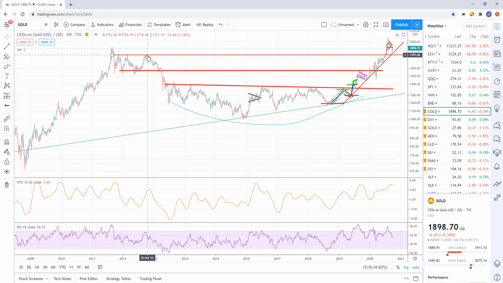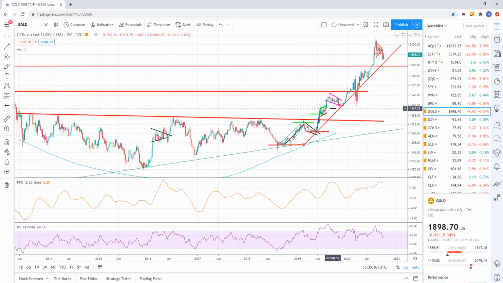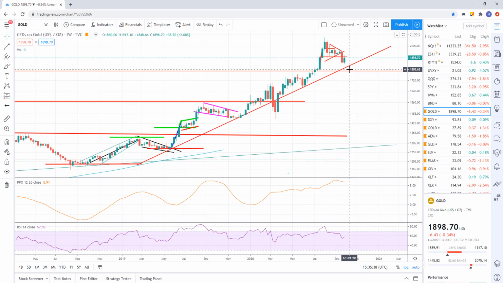So that's the resistance, 1790. So I think we come down and tag 1790, and that should hold. I would expect that to hold.